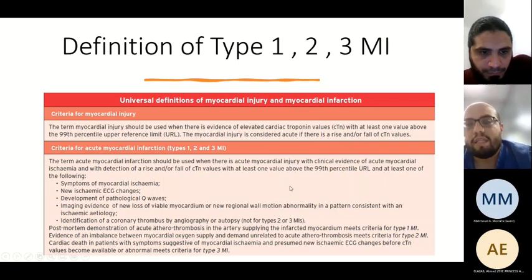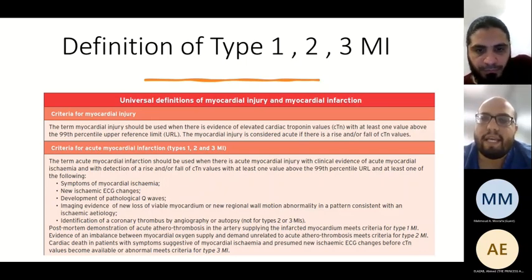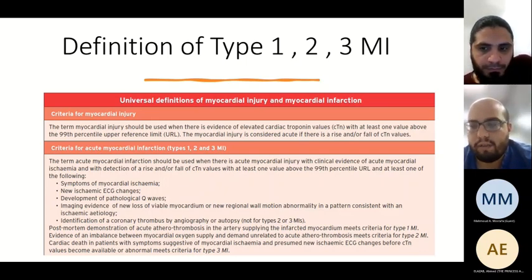The reason that there are types now is that you need to understand there is a difference in the thresholds to qualify for giving ACS treatment in certain situations. We're going to go through them in the next slides. Are there any questions regarding this part that I said?